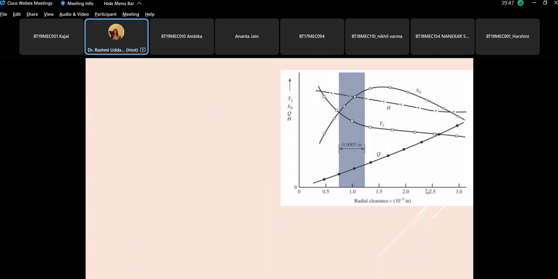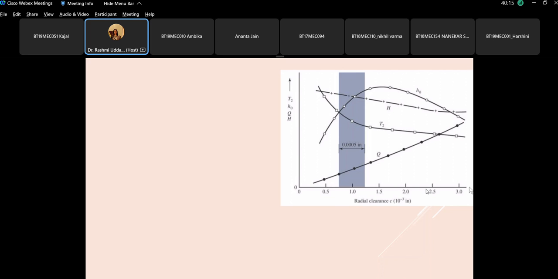Now if I talk about the radial clearance, what is radial clearance or what is diametral clearance? Sarthak? Vaishnavi? Come on, are you there? Ayush?